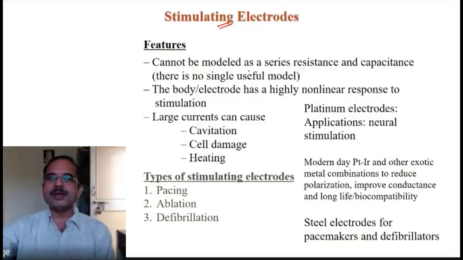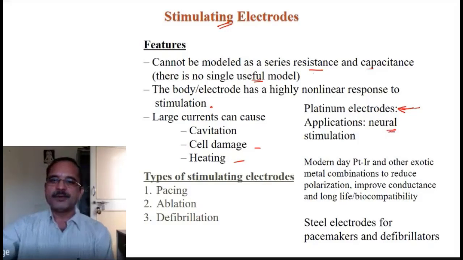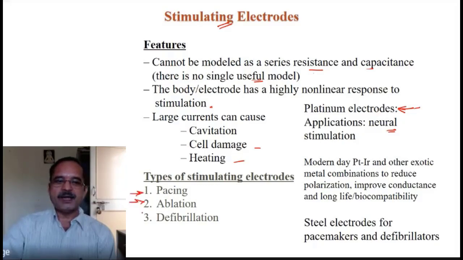Stimulating electrodes cannot be modeled as a series resistance or capacitance. There is no single useful model in this case. The body electrode has a highly nonlinear response to stimulation. Large currents can cause cavitation, cell damage, and heating. The material used is platinum electrodes, and the application of these electrodes is mostly neural stimulation or nerves. The types of stimulating electrodes are pacing, ablation, and defibrillation.